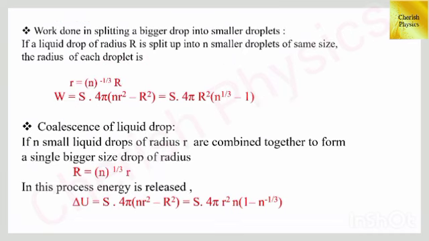Next, coalescence of liquid drop. Coalescence is nothing but merging. In the last case, we have seen splitting, and here this one is merging. Here, n small liquid drops are combined together to form a single bigger size drop. So, its radius capital R equal to n to the power 1 by 3 into r.